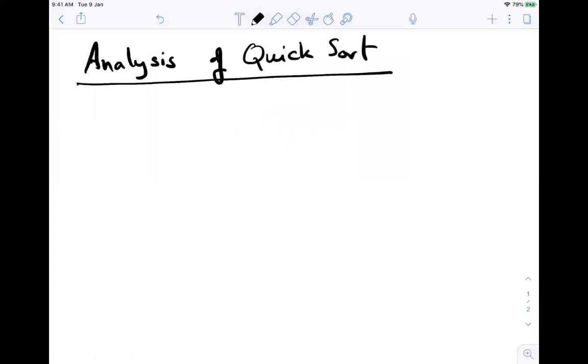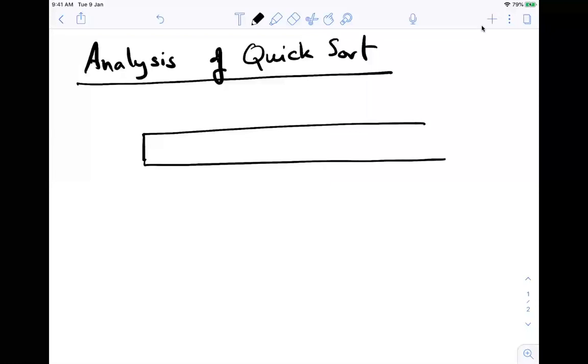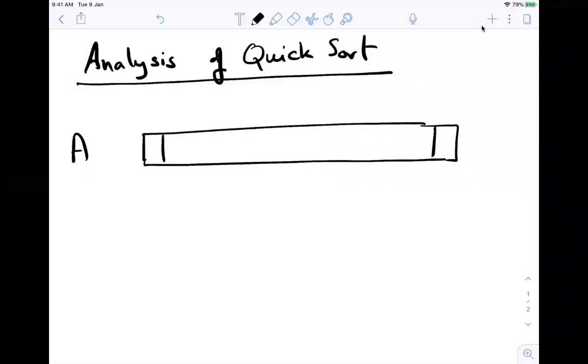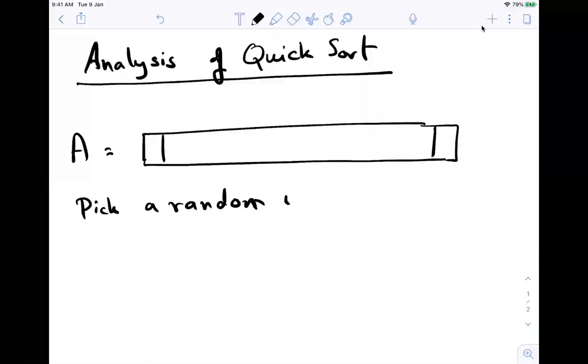A recap: what is quicksort? We have been given this array A, and you pick a random I. When I pick a random I, if I don't specify anything, you can say that random I is uniformly at random from 1 to n.